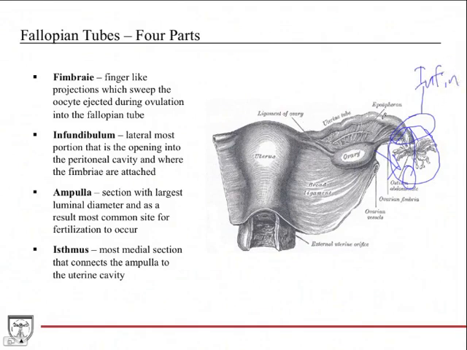Okay. Then you have the ampulla, which is, as you can see if you look at the diagram, this larger diameter section right here. So this is your ampulla. And this portion is important because it's the section with the largest luminal diameter, and as a result of that, it's the most common site for fertilization to occur. And that's a very high yield fact to know. That's something you could get asked on a class exam, on a board exam, on clinical rotations. And then the isthmus is the last part, which is the most medial part. So it's this part here that extends and then opens up into the uterine cavity. So it's the medialmost section.